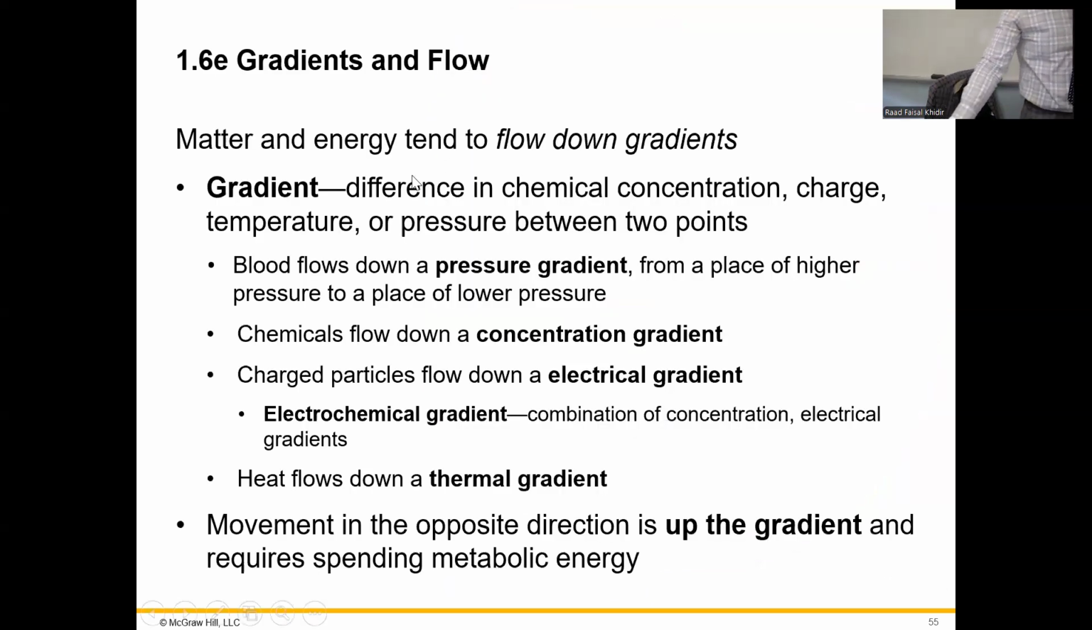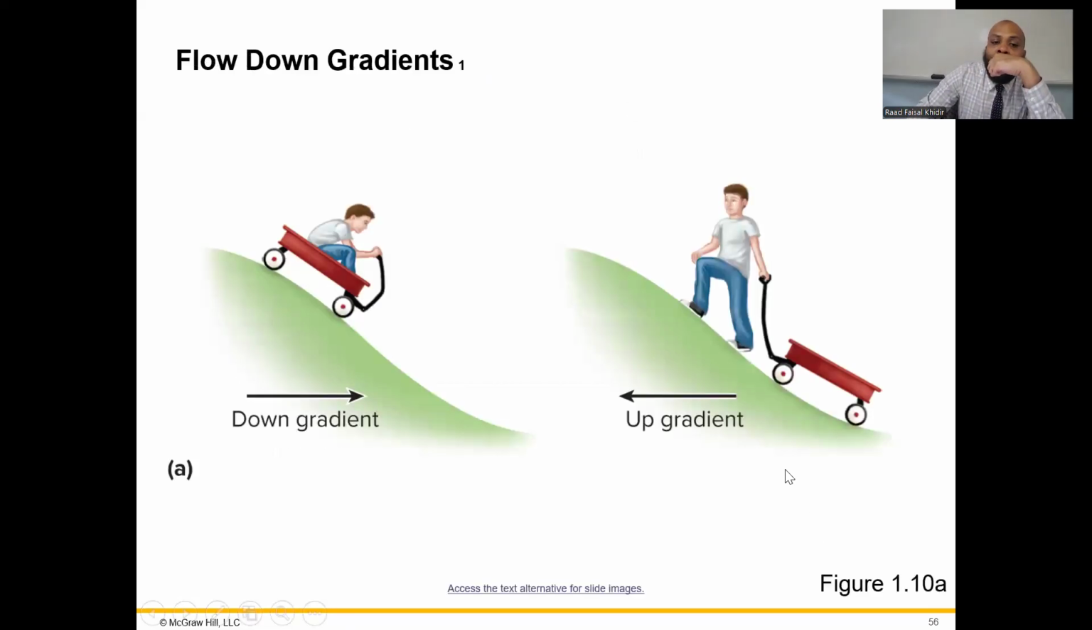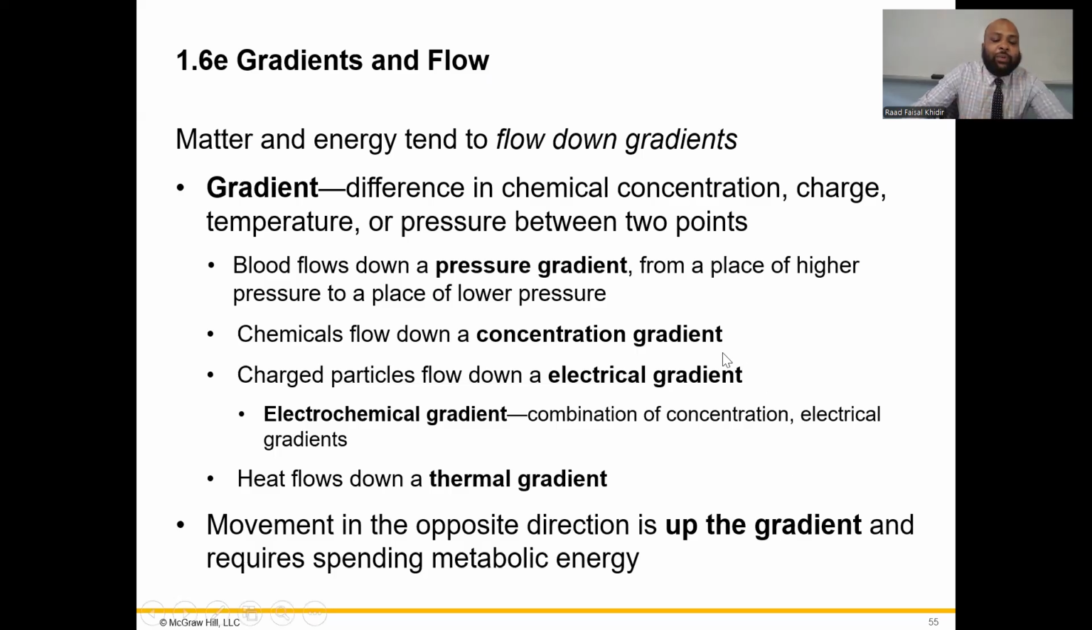Now we're going to move into gradients. We talked about that. We said that matter and energy tend to flow down gradients. So a gradient is a difference in the chemical concentration, in the charge, in the temperature, or pressure. I didn't talk about pressure. I talked about chemical concentration.